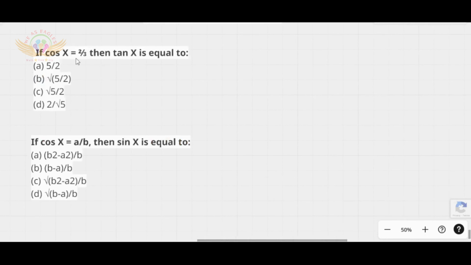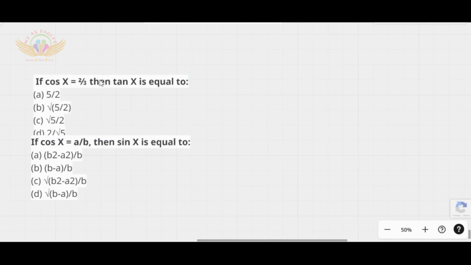If cos x is equal to 2 by 3, then tan x is equal to. I always give a small suggestion to all the students that whenever you see values like 2 by 3 or a by b, given in the form of ratios, use trigonometric ratios only. When you see this kind of numbers, use only the trigonometric ratios and it will be easy for you. So take a right angle triangle now.